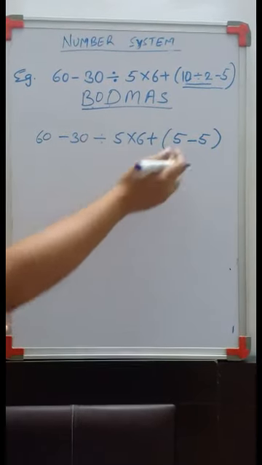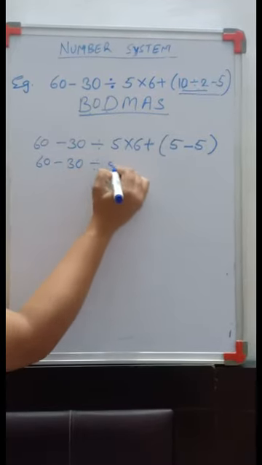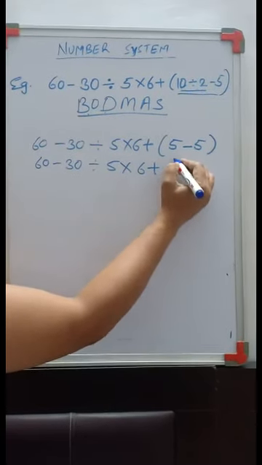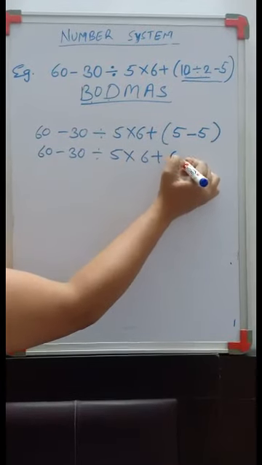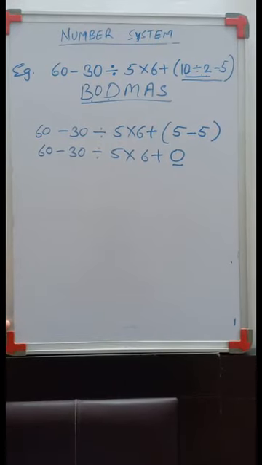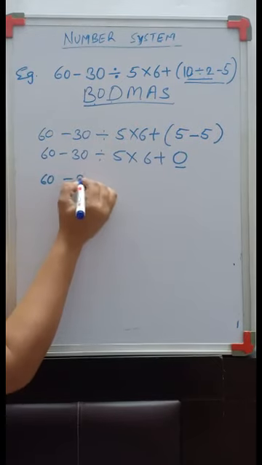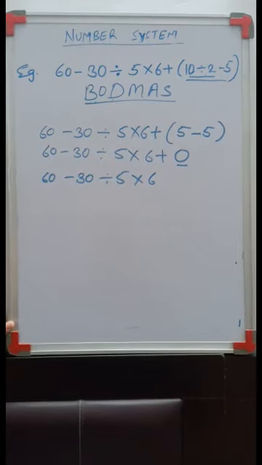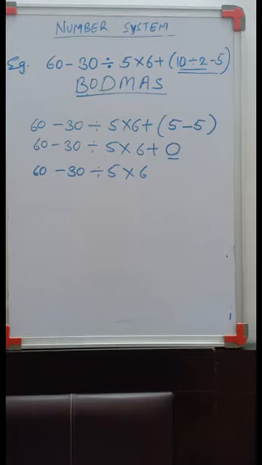So over here again first we need to solve the bracket. So 60 minus 30, division sign, 5, multiplication sign, 6, addition sign. Now in the bracket what is there? It's 5 minus 5. So 5 minus 5 is how much? 0. As we know that 0 is a neutral term, either we add it or subtract it, it will be the same. So over here now the sequence has come: 60 minus 30 divided by 5 multiplied by 6. Okay. Now over here we have 3 signs: one is subtraction, then division, and then multiplication.